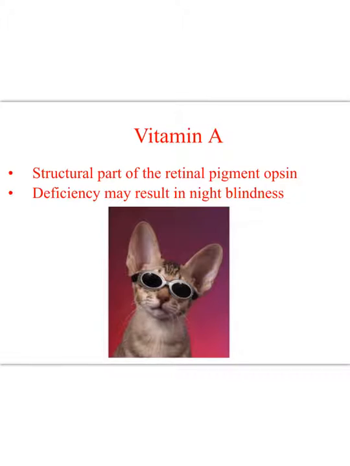Vitamin A, fat soluble. This is an important aspect of pigment found in the retina, referred to as opsin. You may remember rhodopsin. And if you have a deficiency of this, one of the first symptoms that you'll see is night blindness.